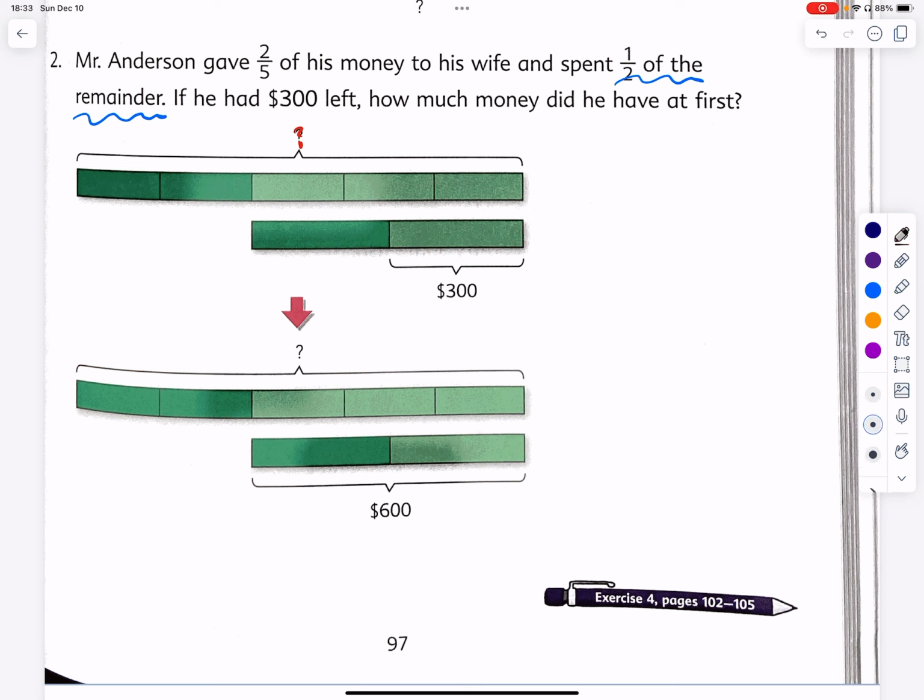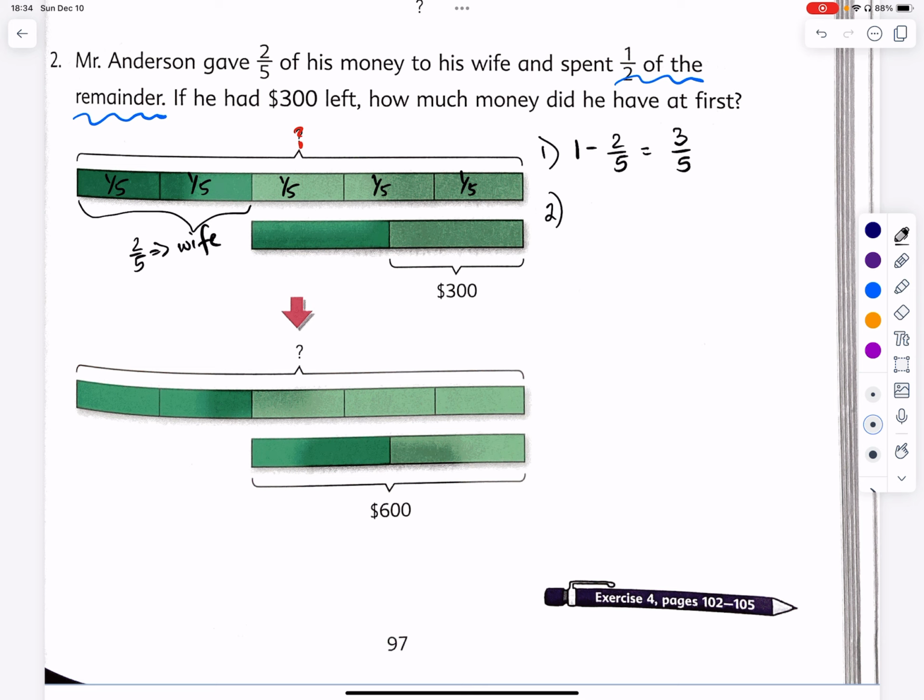Mr. Anderson gave 2/5 of his money to his wife. Okay, so this is 1/5, 1/5, 1/5, 1/5, 1/5. So this is 2/5, and that was given to his wife. Which means another step: 1 minus 2/5 gives you 3/5. And that's the fraction that he had left. Well, what happened to that part? What happened is he took this 3/5 and split it into 2 equal parts, right?